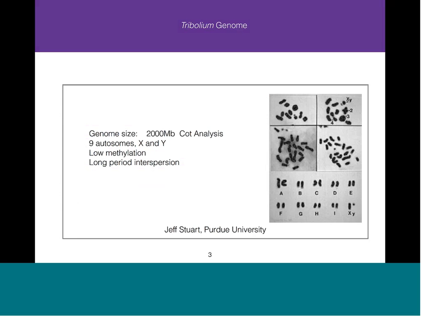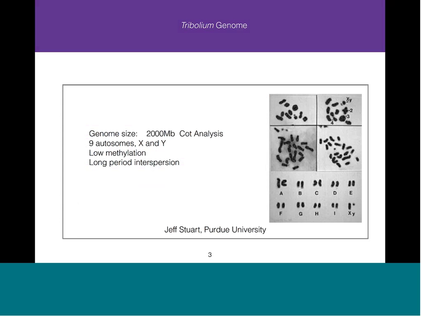But you can also see the karyotypes on the right. There's 9 autosomes, an X and a Y, and it's really hard to tell them all apart. Except for the very long X and the long A grouping, it's really hard to tell any of them apart. But I was able to show with the COT analysis that we had long period interspersion of repetitive DNA, so we knew it was going to be easy to clone genes and to analyze the genome.